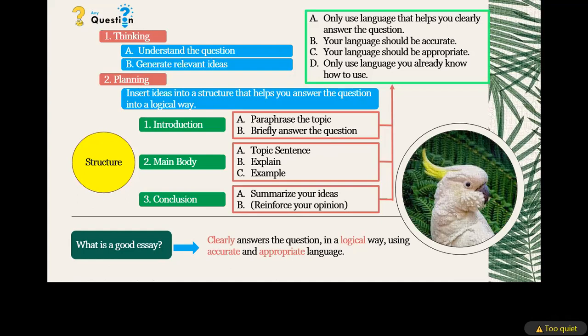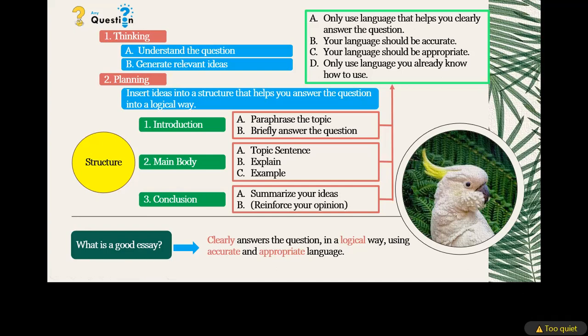Now, your language should be accurate. Now, accurate, it means that you should not make mistakes. And so far, we have learned how to produce error-free sentences. Error-free sentences, يعني جمل خالية من الأخطاء. Now, I know how to write.